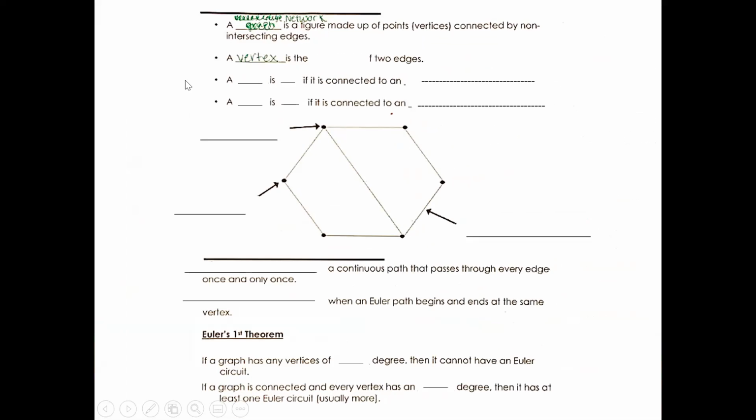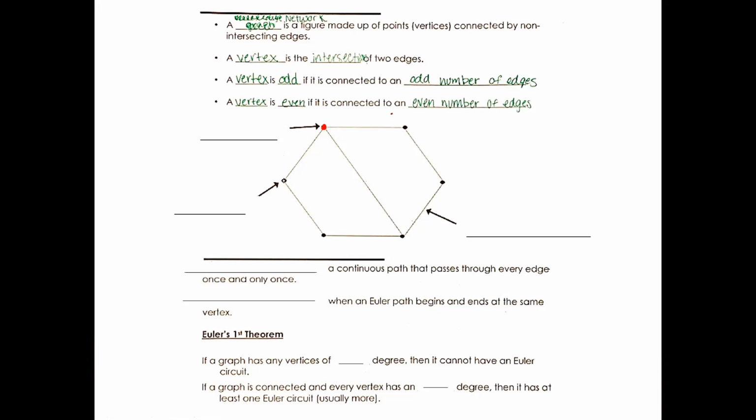Okay, so first things first. You should have: a network is a figure made up of points, vertices, connected by non-intersecting edges. A vertex is the intersection of two edges, and the vertex is like that little piece right there. A vertex is odd if it is connected to an odd number of edges. And a vertex is even if it's connected to an even number of edges.